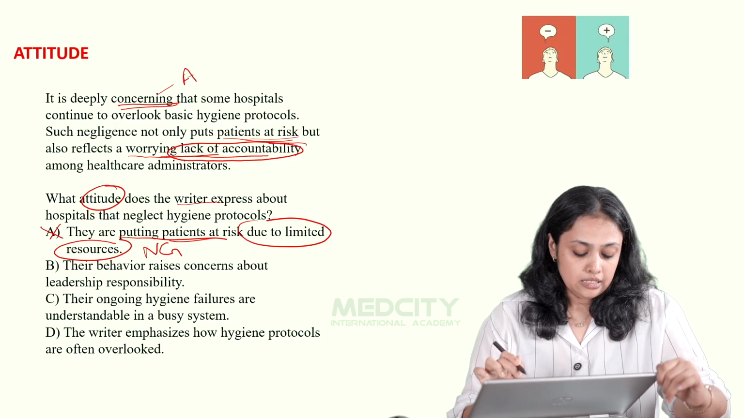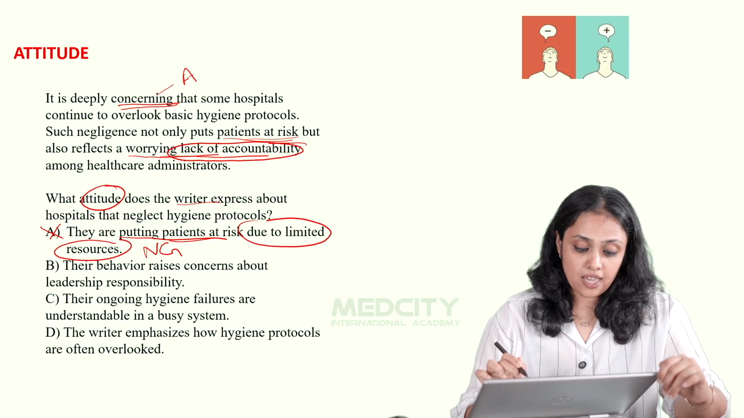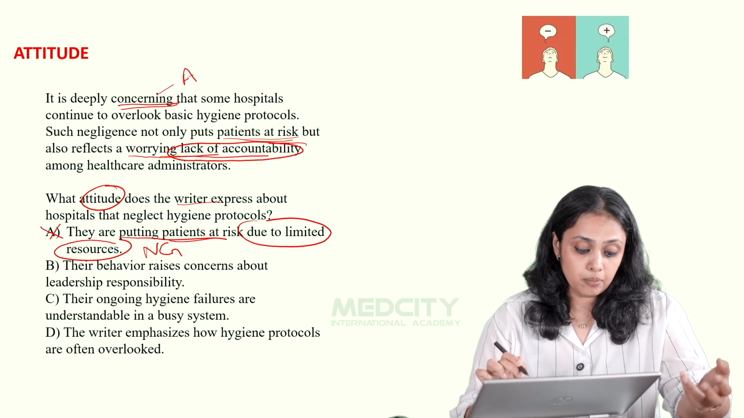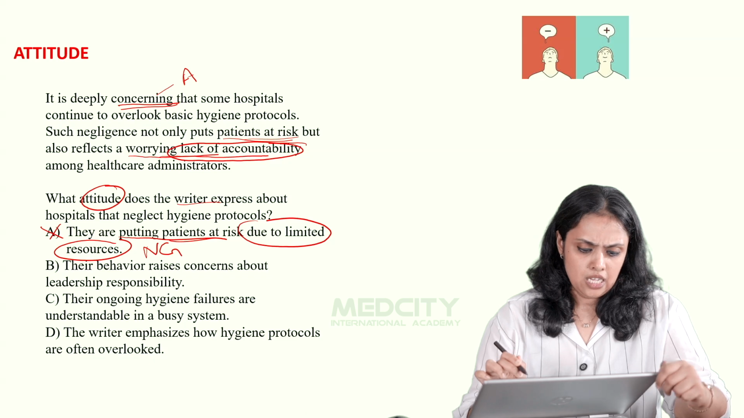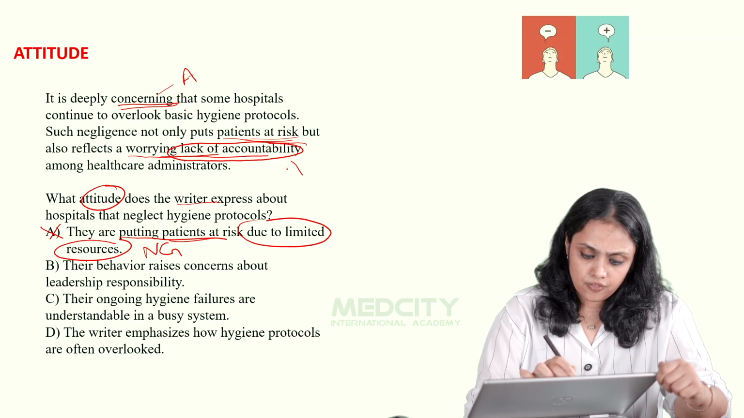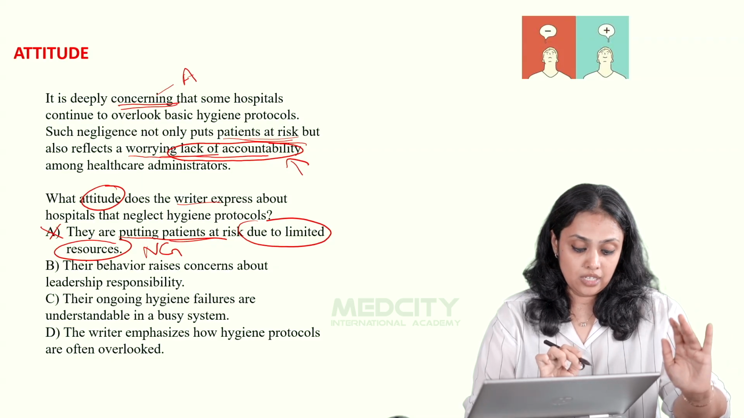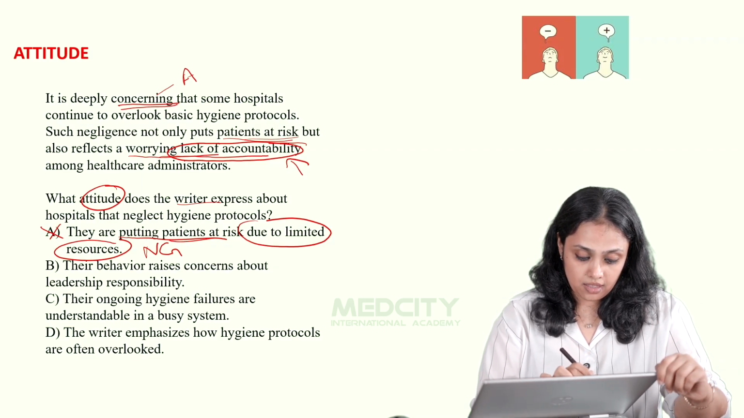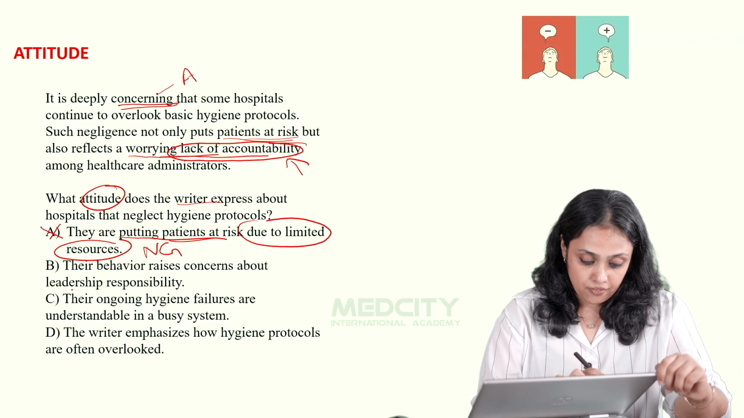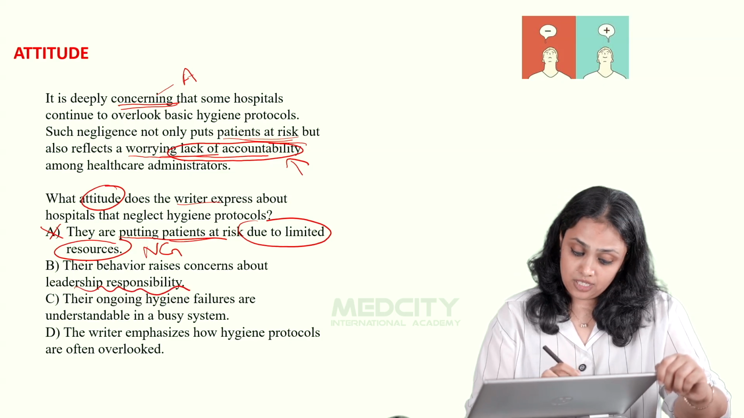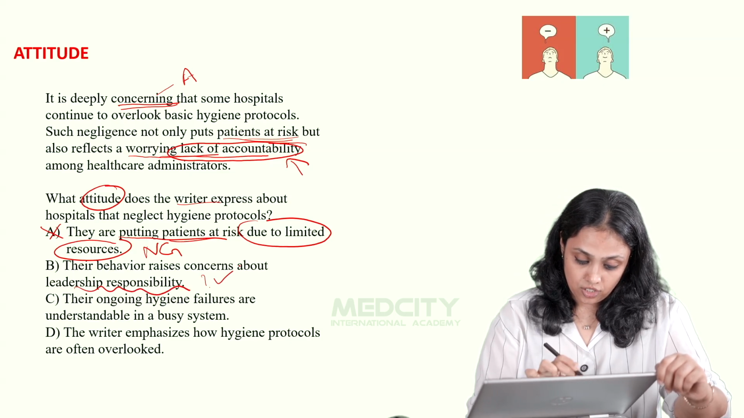It's wrong. Then option B says that their behavior raises concern about leadership responsibility. Now regarding lack of accountability, it's given in the extract, and of course the writer is concerned regarding that lack of accountability, which can be paraphrased as leadership responsibility. So that can be a right option.